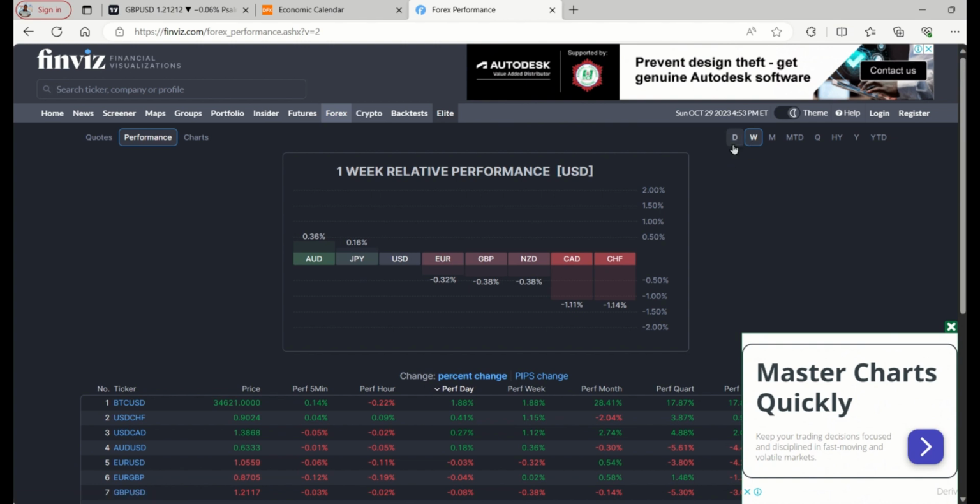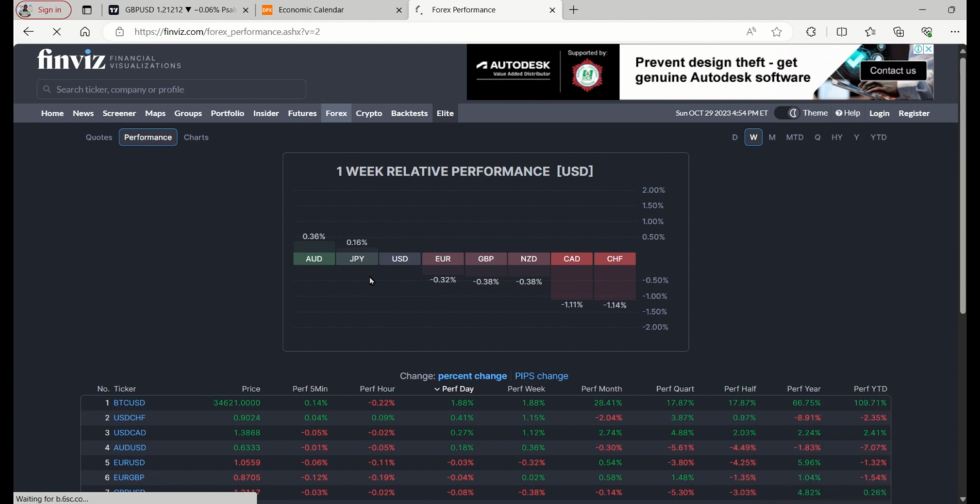And if you check on daily, it's a bit congruent. What I mean is, it's in line. There is really no difference as such, because in the last one day, the Japanese yen was the strongest, even though in the last 1 week, Aussie was the strongest. But both of them are actually in the strong zone, while the ones here are weak.